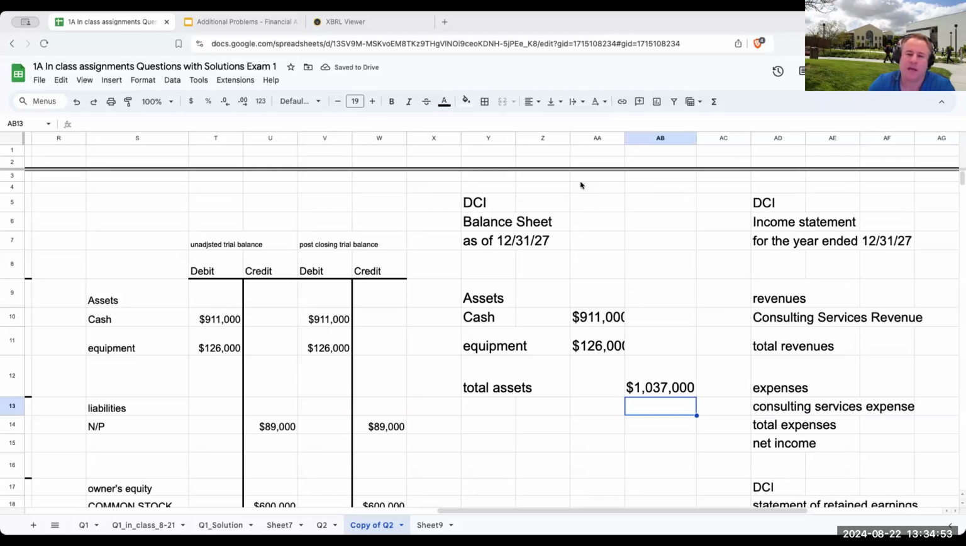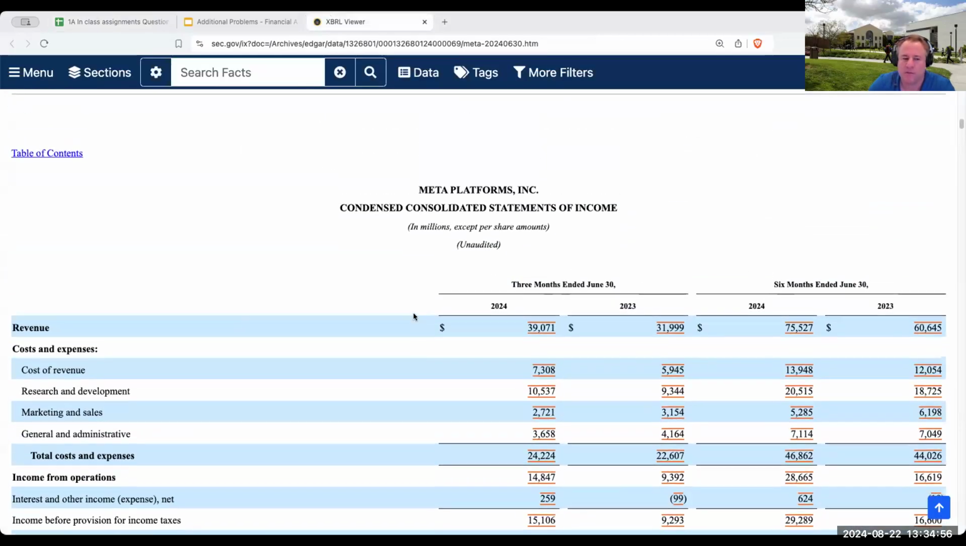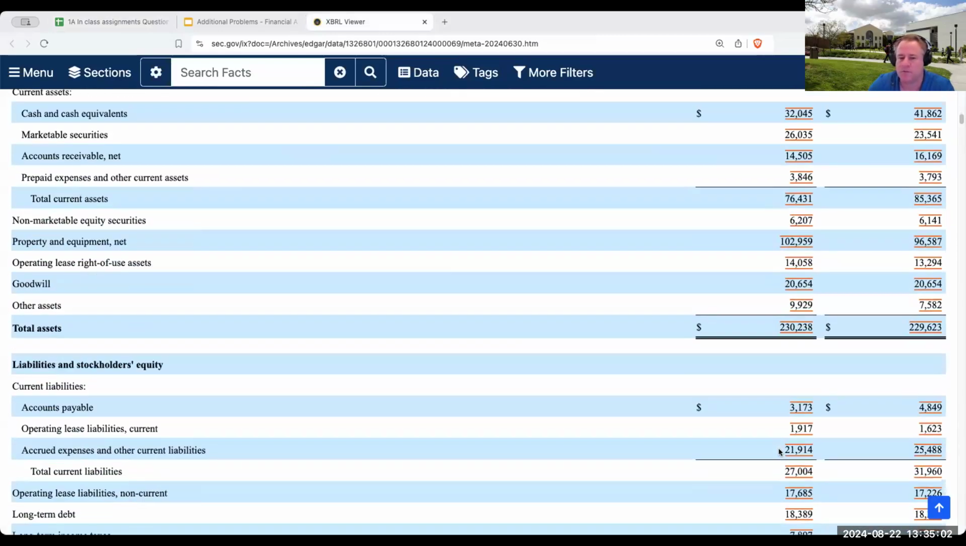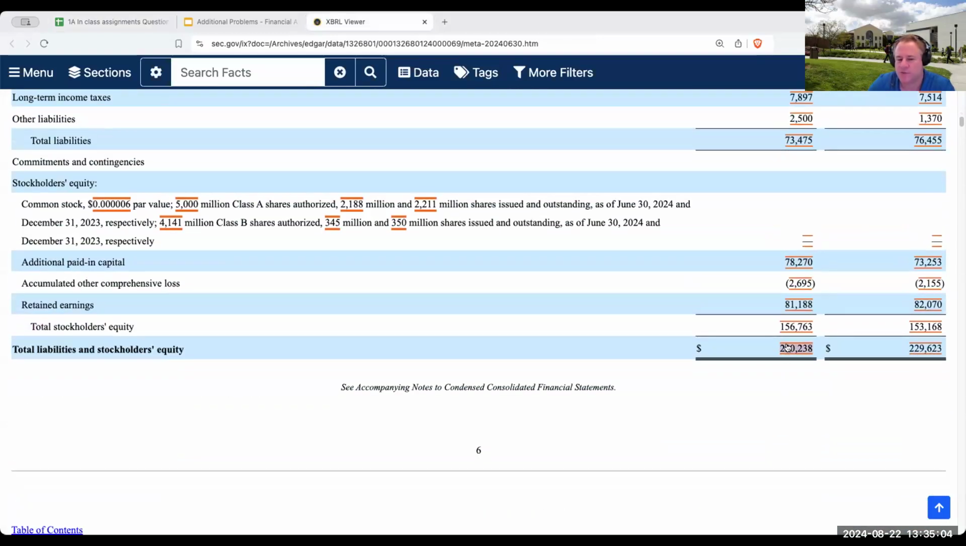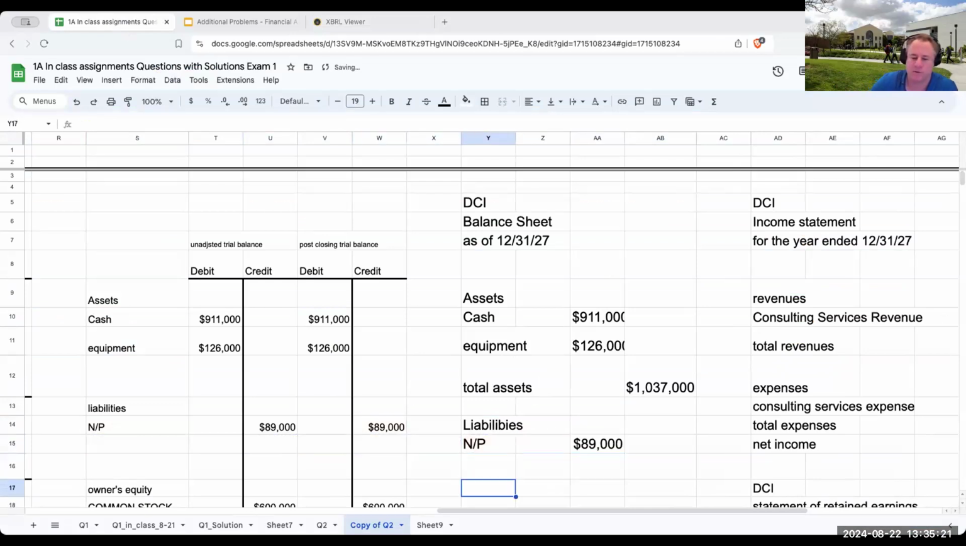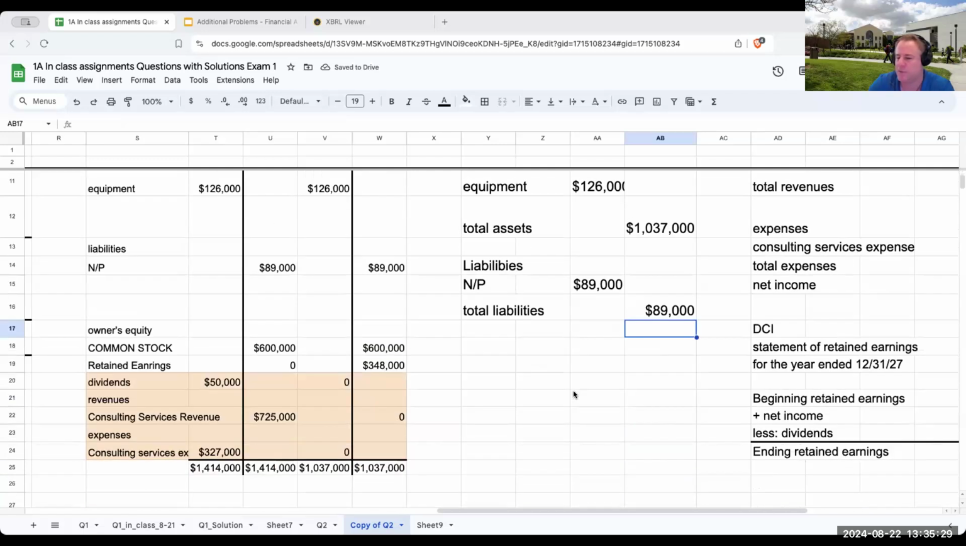What am I proving on the balance sheet? Well, I'm proving that my total assets here, like for Meta Platforms is 230 billion, equal my liabilities plus my owner's equity, or a total of 230 billion. I'm showing that my total assets equals my liabilities plus my owner's equity. So my liabilities over here, we're just going to have notes payable at 89,000. So my total liabilities are going to be at 89,000. Remember, this is a very simplified example. When we do other ones, it's going to get more complicated with more accounts.